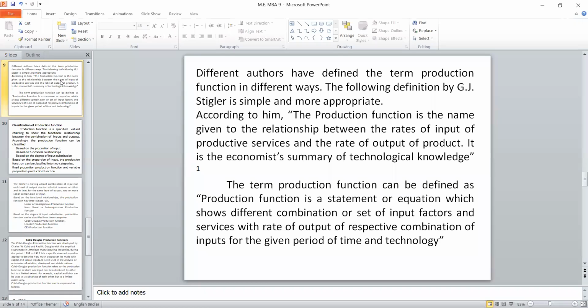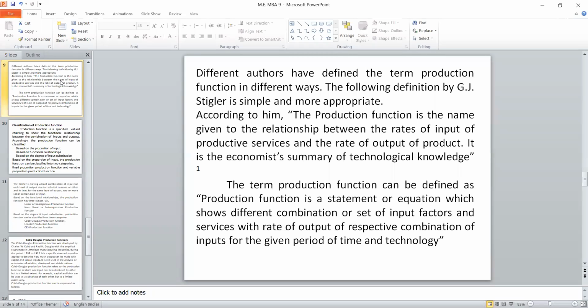The definition goes like this. So I just gave the meaning. Now I'm going to read the definition. Production function is a statement or equation which shows different combinations or a set of input factors or services with the rate of output of respective combination of inputs for a given period of time and technology. So here the technology is given, the time is given, and there will be a set of input.